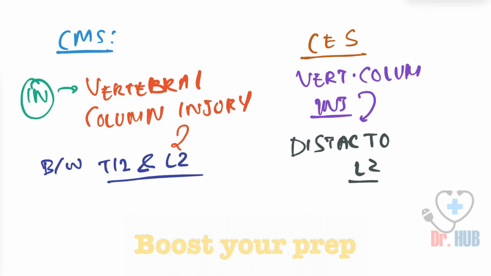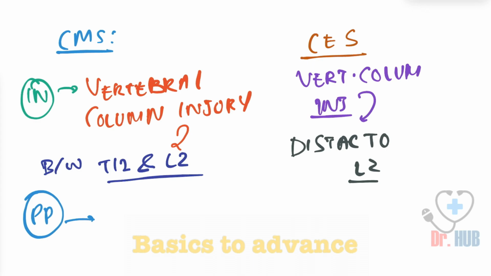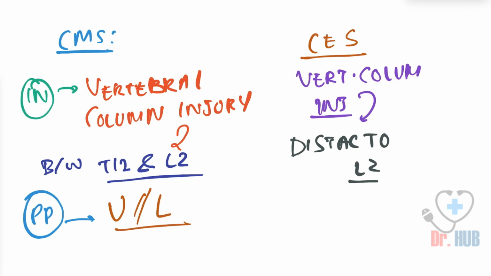Then we move on to the pathophysiology. In terms of CMS, the Conus medullaris syndrome, it is both upper and lower motor neuron involvement. Whereas in case of CES, it is just lower motor neuron involvement.